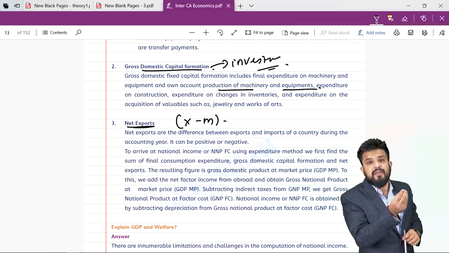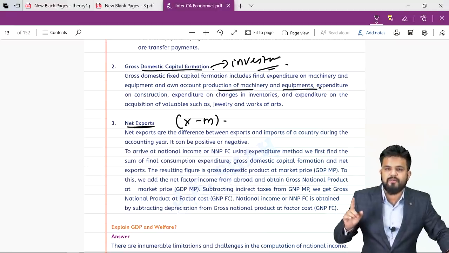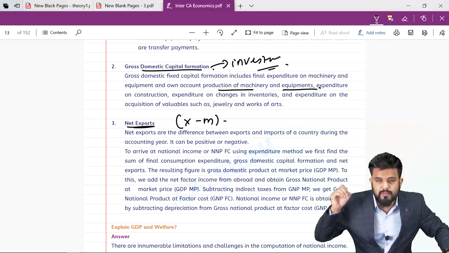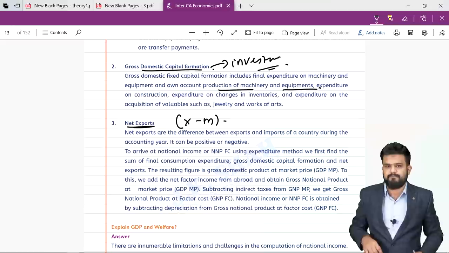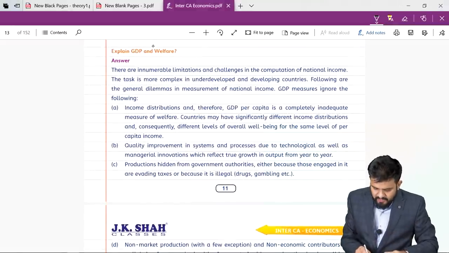Financial investment will not come, all other investments will come. So last time I will repeat, anything ending with the word expenditure, anything ending with the word investment, both will be added while calculating GDP. So this was very simple. Okay, now let's go to GDP and welfare.